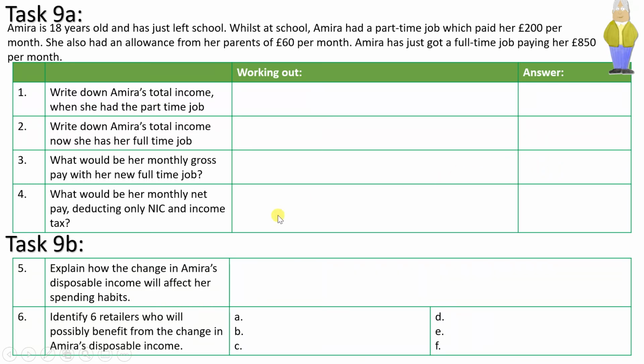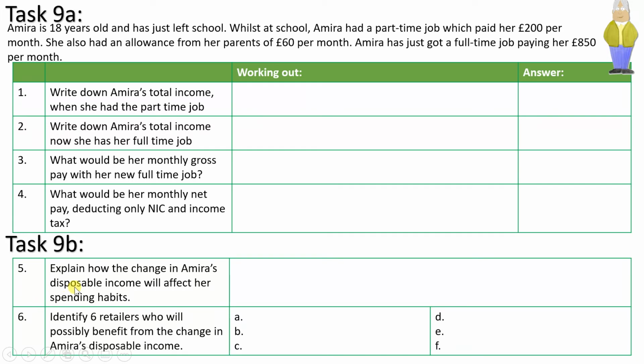Question 4. What would be her monthly net pay deducting only national insurance and income tax? Obviously from her full-time job, because that's when she would pay both. So could you calculate what the net pay would be? Use 20% deduction for national insurance and 20% for income tax from Amira's monthly £850 per month for you to work out her monthly net pay.